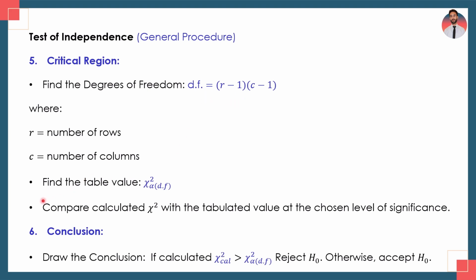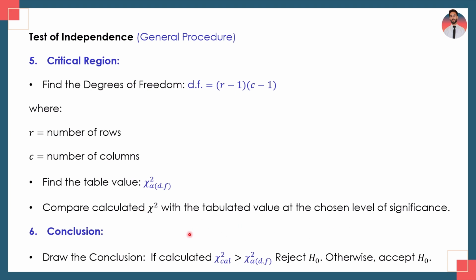Then find the table value. We use the chi-square table against the alpha value. Alpha is the level of significance, 5% or 1%, and against the degree of freedom we check in the chi-square table. Then get the value of chi-square alpha with degree of freedom, and then students, we compare the calculated value of chi-square with the tabulated value at the chosen level of significance.